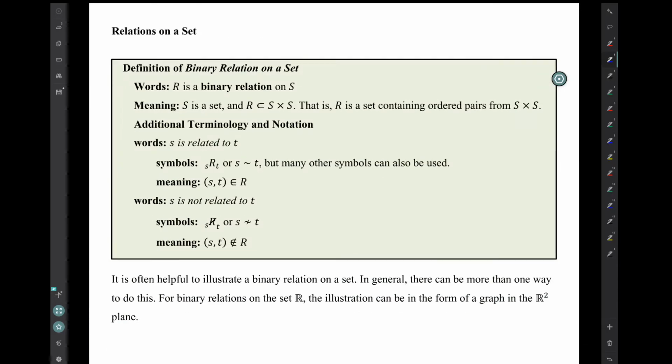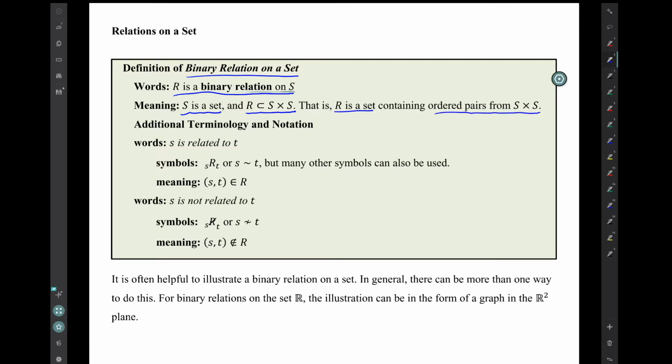Now I want to talk about what are called binary relations on sets. If you say these words, capital R is a binary relation on capital S, what that means is that S is a set and that capital R is a subset of S cross S. Now remember what S cross S is. That's the Cartesian product of S with itself. That's a collection of ordered pairs. So to say that R is a subset of that means that R is a set and what it contains is ordered pairs from S cross S.